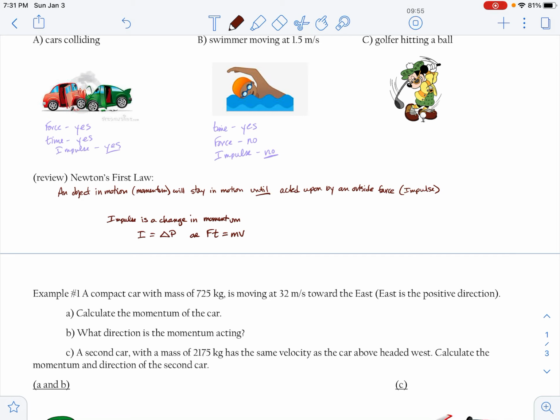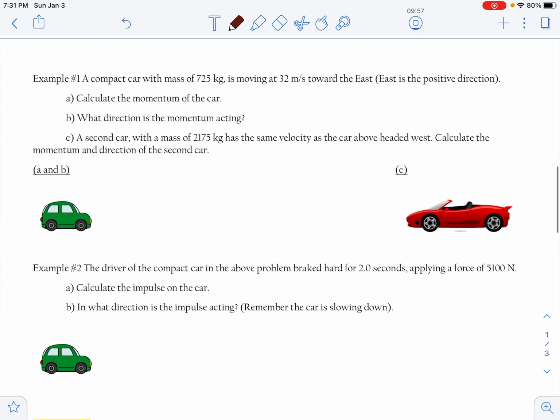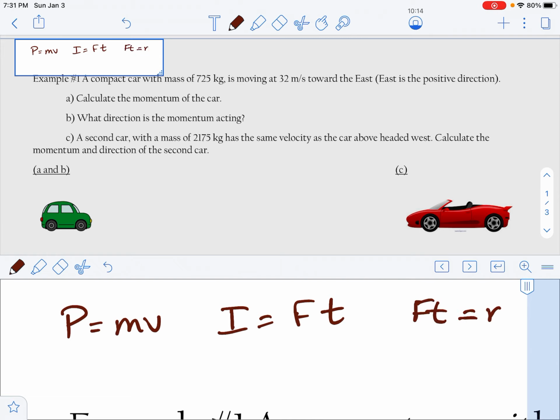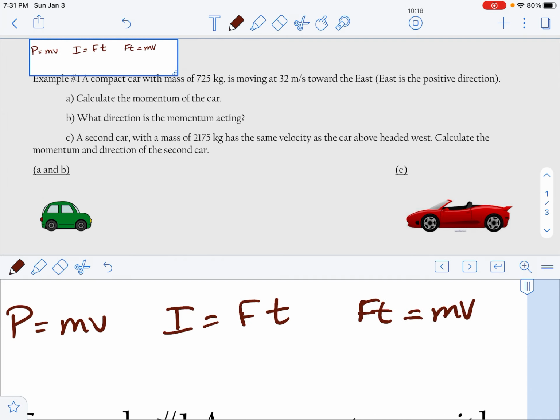Okay. So I'm going to rewrite my formulas up here because you know me, I like to have them all right where I can access them. So momentum, mass times velocity, impulse, force times time. And then I know that the impulse is equal to the change in momentum. So Ft equals mv. All right, here we go.